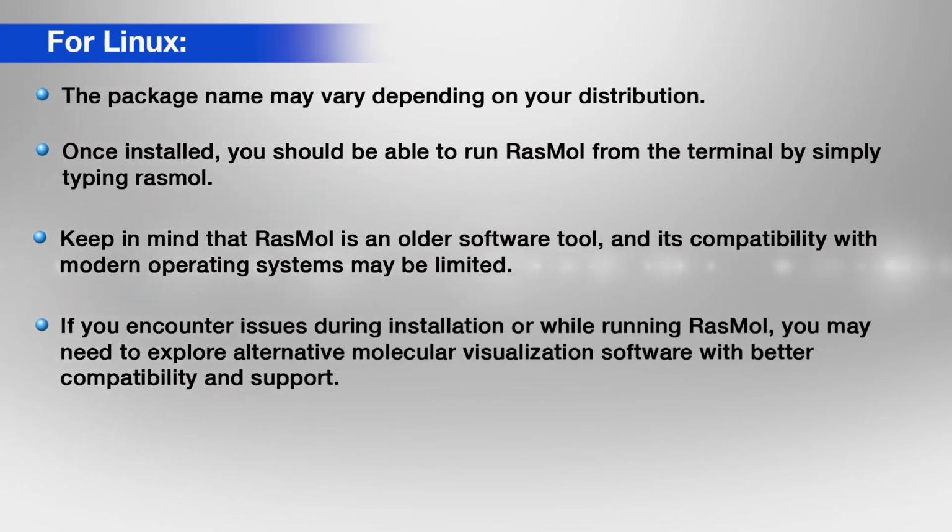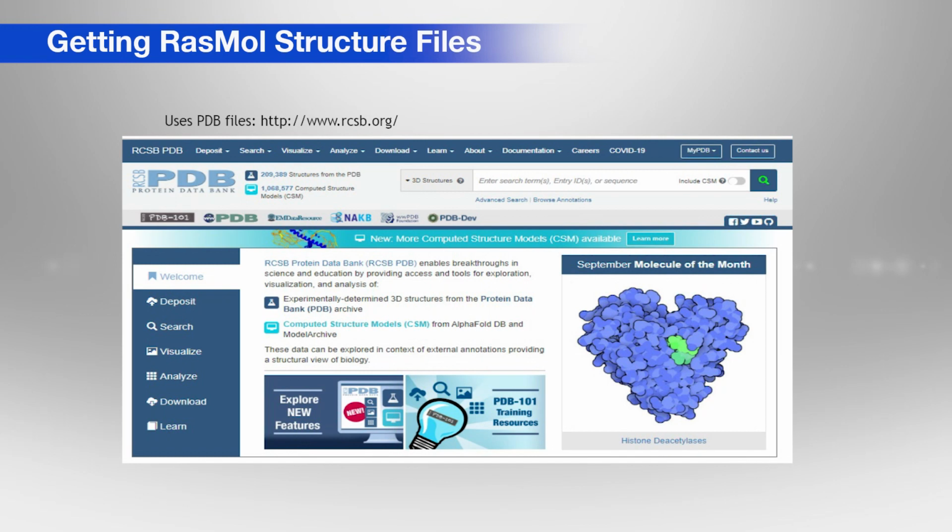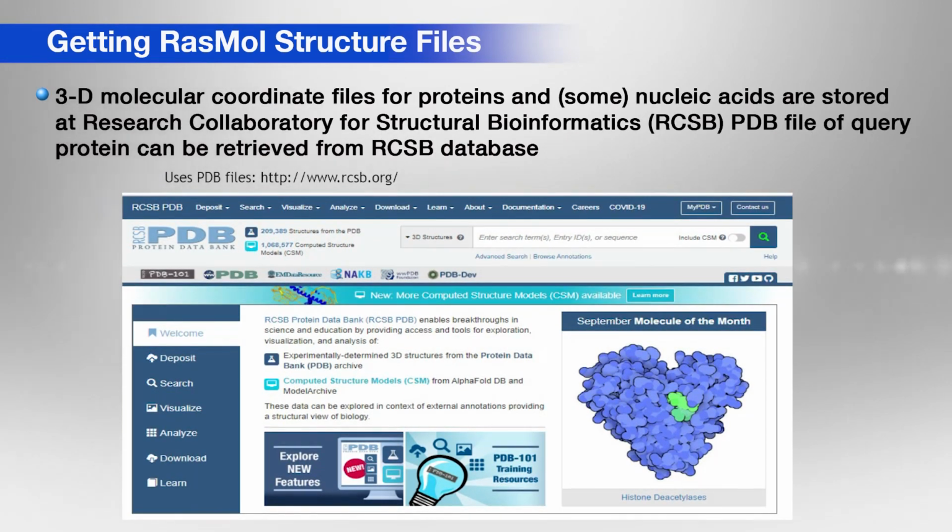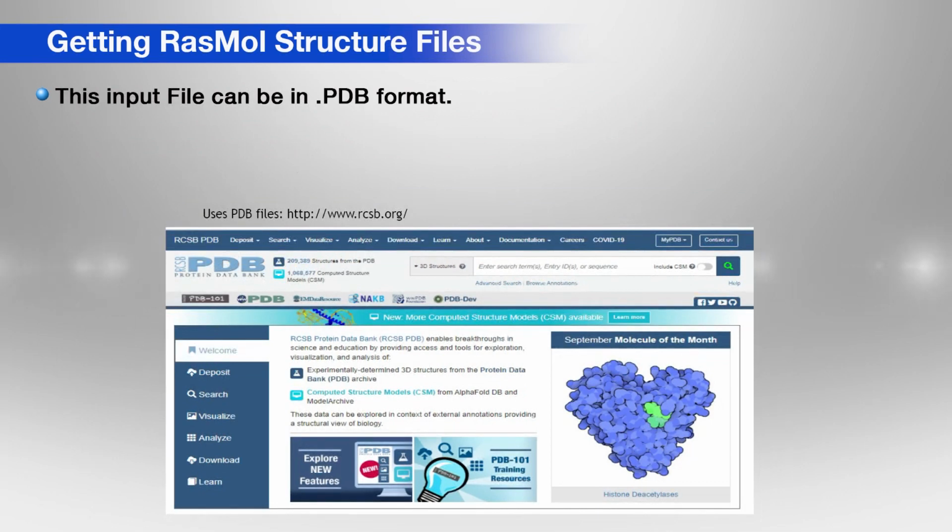If you encounter issues during installation or while running RASMOL, you may need to explore alternative molecular visualization software with better compatibility and support. To retrieve a PDB file from the RCSB database: 3D molecular coordinate files for proteins and nucleic acids are stored in the Research Collaboratory for Structural Bioinformatics Protein Data Bank. The file of a query protein can be retrieved from the RCSB database. The input file can be in .pdb format.